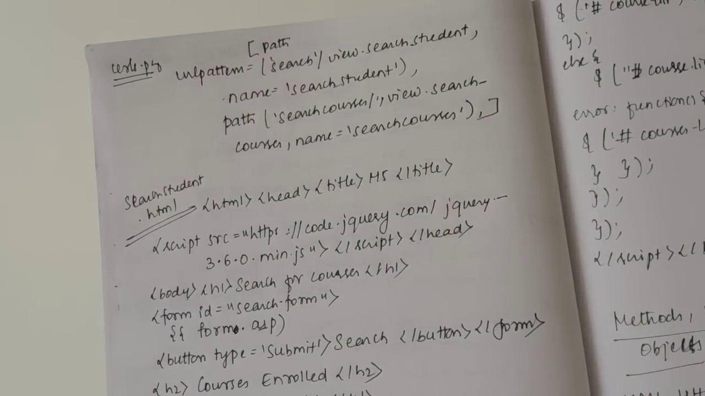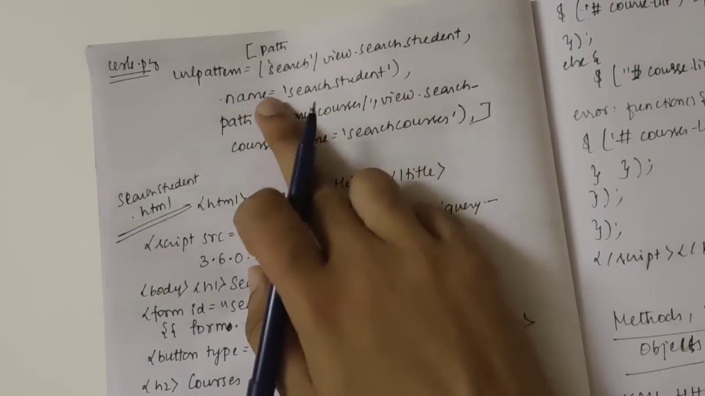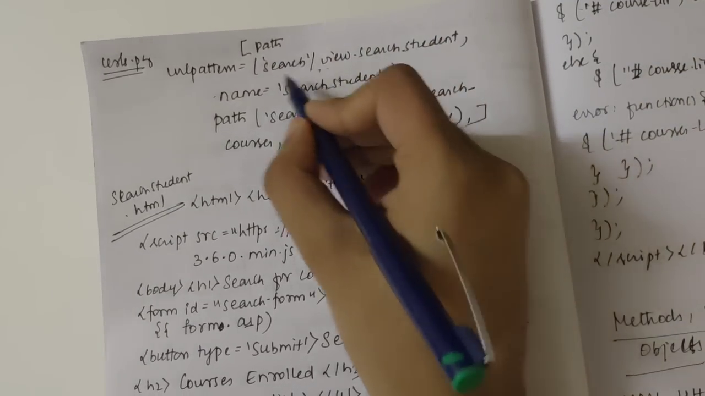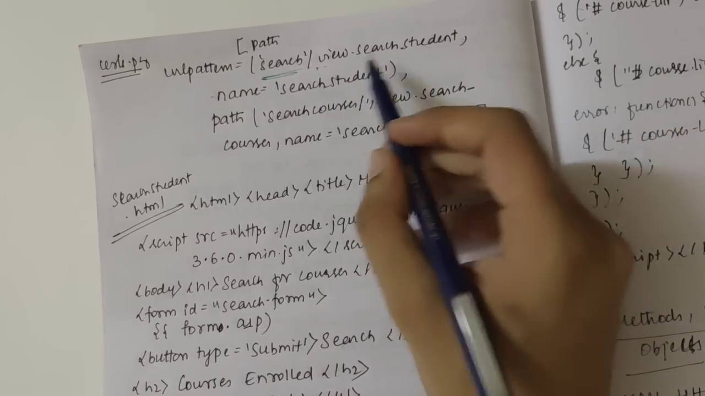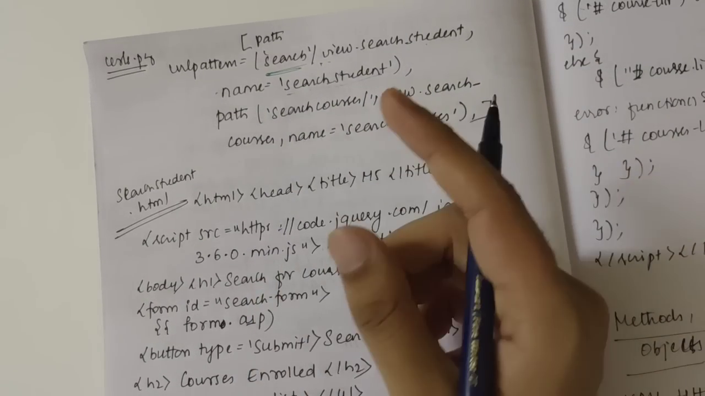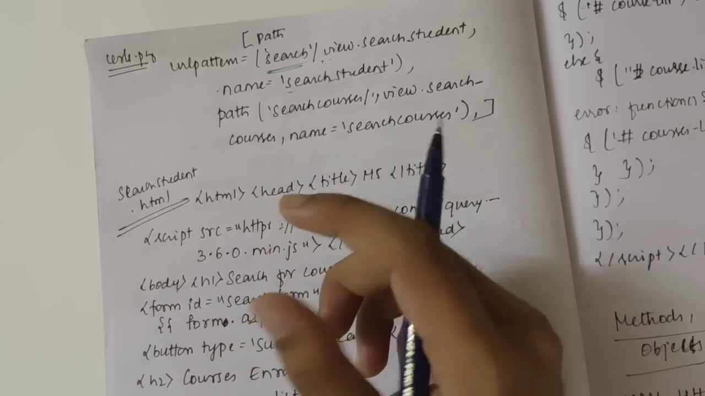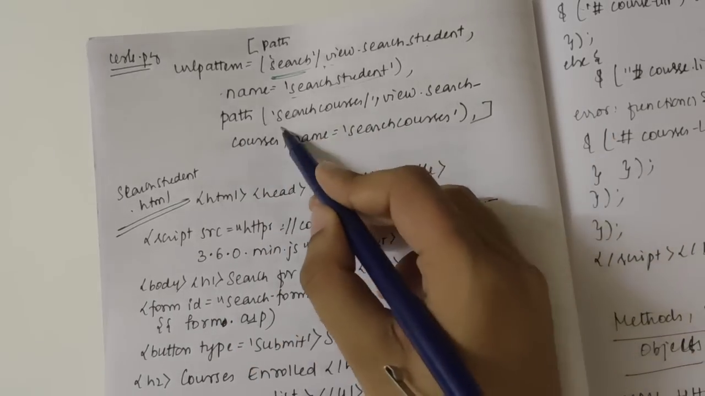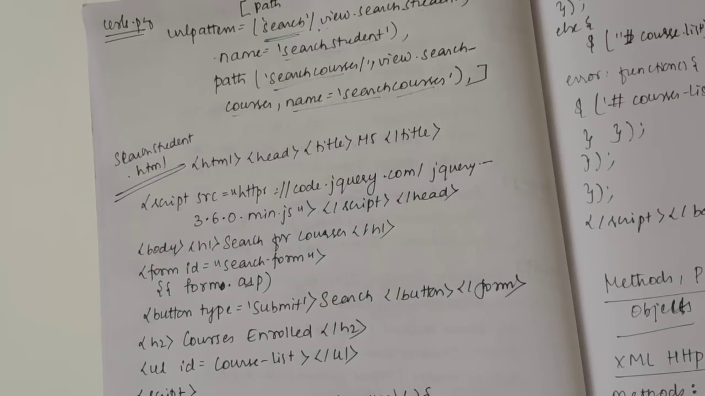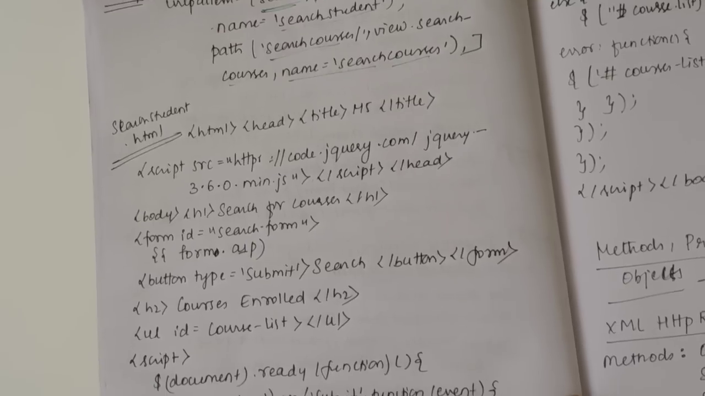That is in URLs, urlpatterns, path search, views.search. So search has to be mapped: views.search_student, name is equal to search_student. Again, along with the student search, even the courses should be mapped here. That is path search_courses, views.search_courses, name is equal to search_courses. So after updating the URL values, next we'll look into the HTML part.